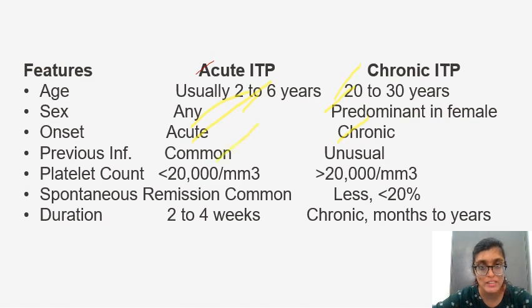Previous infections are common in case of acute ITP, and unusual in case of chronic ITP. Platelet count is usually less than 20,000 in acute ITP, more than 20,000 in chronic ITP. Remission is common in acute; less than 20% in case of chronic ITP. Duration is 2 to 4 weeks in acute. In chronic, it is months to years.